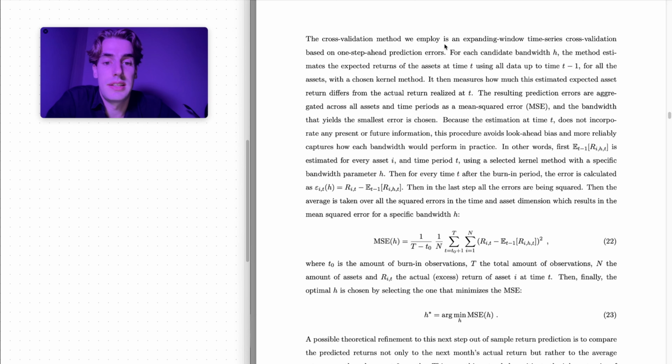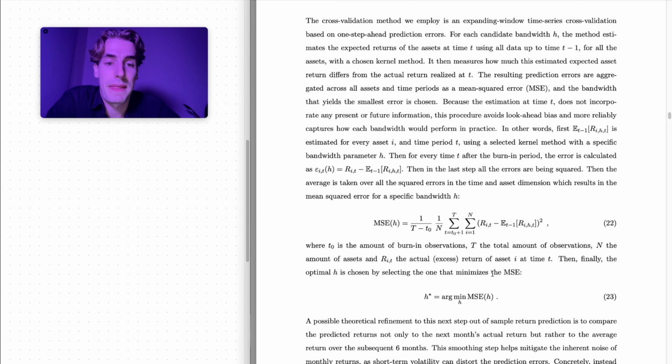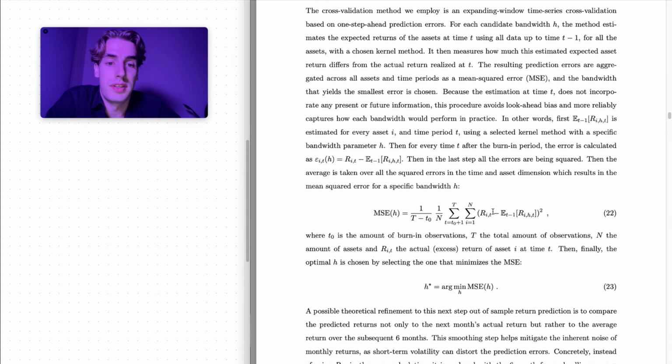And what it does, it looks at the error of the estimated returns using the kernel. So we look at only the first moment here, the mean. We try to estimate the mean by looking at the past observations as applied on the kernel. So the kernel says this is the weighting for the past observations. And then we look at per bandwidth h, which gives us the lowest mean squared error.